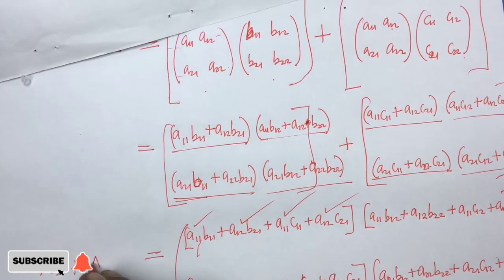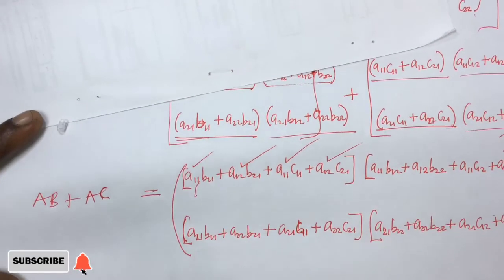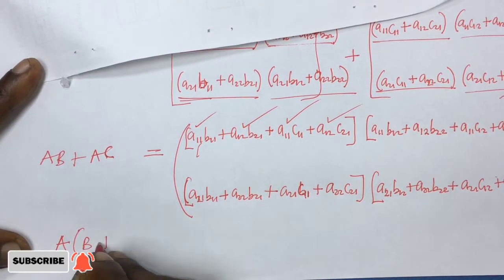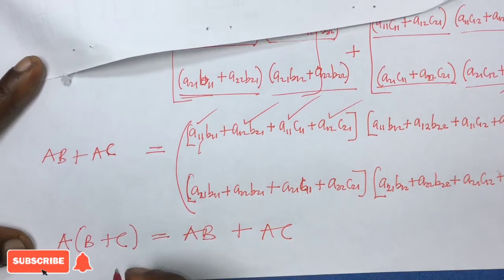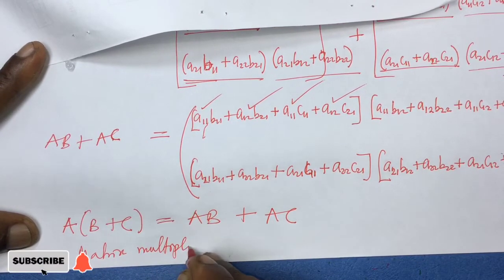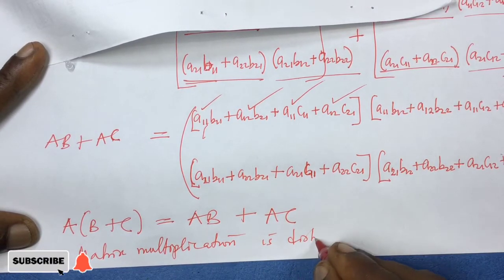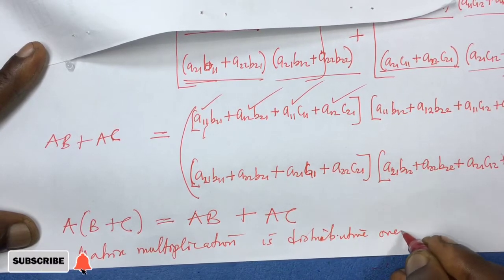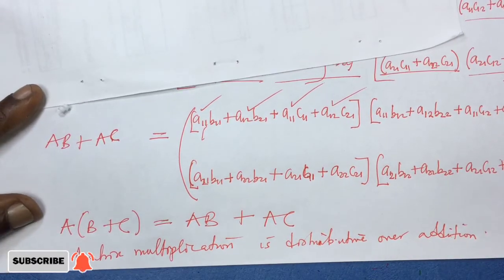A times B plus C, A times B plus A times C. So what it means is that A in bracket B plus C is truly equal to AB plus AC, meaning that matrix multiplication is distributive over addition. Okay, matrix multiplication distributes over addition.